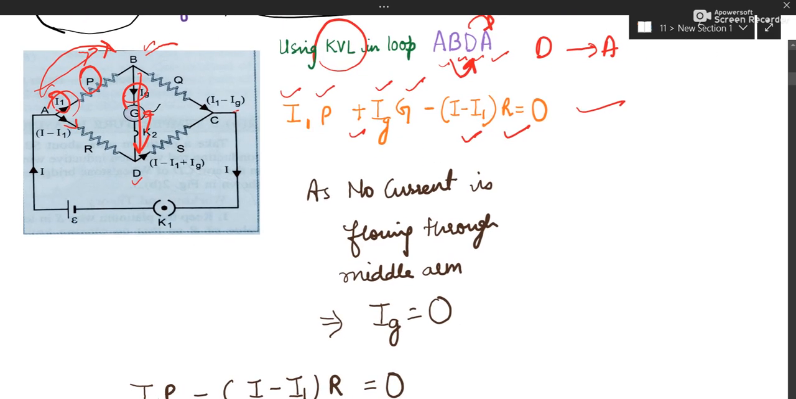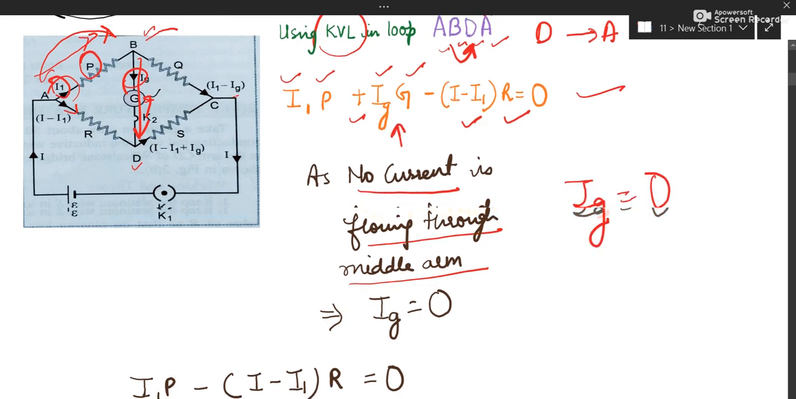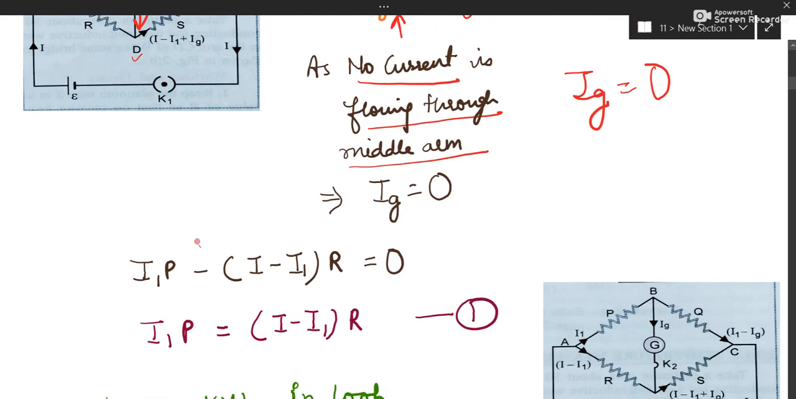Now, under balanced Wheatstone bridge condition, no current should flow through the middle arm. So which is the current through the middle arm? Ig. So it has to be 0. So you can substitute 0 here. Your equation will reduce to this. Okay, negative term you can take to that side. So this is your final equation, equation number 1.